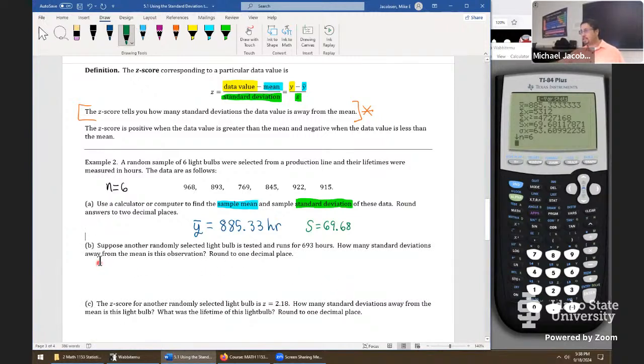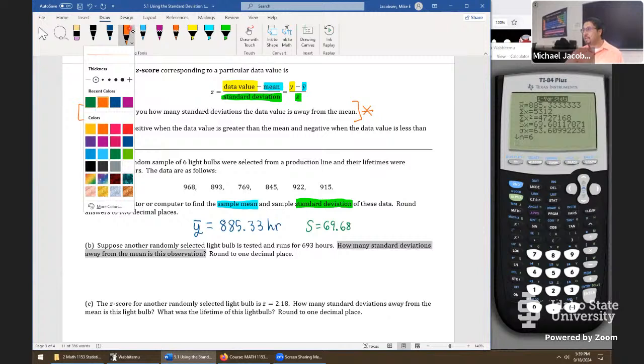Here's the next follow-up question. They say, suppose another randomly selected light bulb, so something not on this list now, is tested and runs for 693 hours. Maybe it's an independent lab verifying claims. We want to now know how many standard deviations away from the mean is this observation? And that's a really rough way to ask a question, in all honesty. The nicer way to ask that question is just to simply say, what is the z-score for that observation? But watch out for when it's verbalized like this, because that's not too uncommon, just simply to ask that for that information.